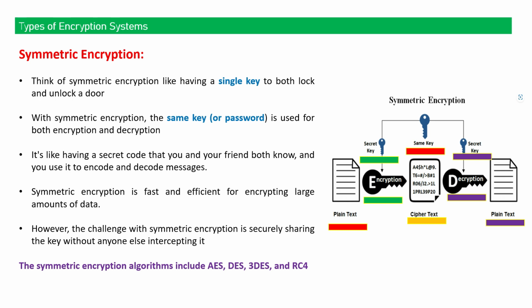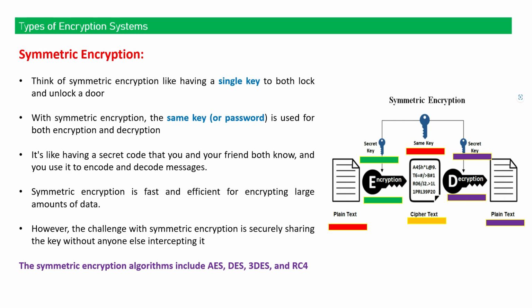Okay, so symmetric encryption is fast and efficient for encrypting large amounts of data. Specifically, when you have a large amount of data, we use symmetric keys or symmetric encryption for the encryption. However, the challenge with symmetric encryption is securely sharing the key without anyone else intercepting it. That means if the same key is used for encryption and decryption, the same key has to be shared between all of the clients and the servers, right?